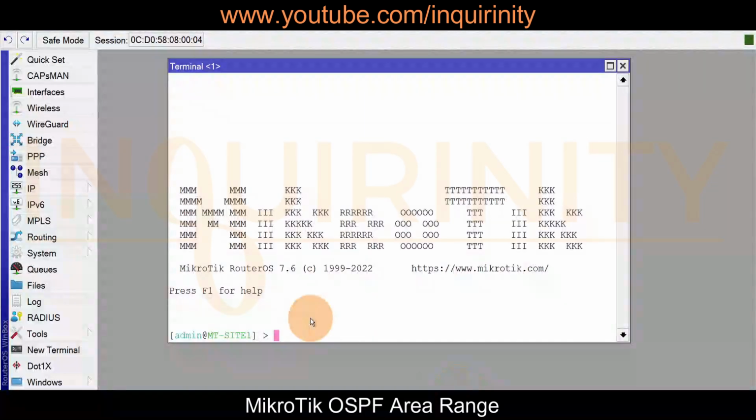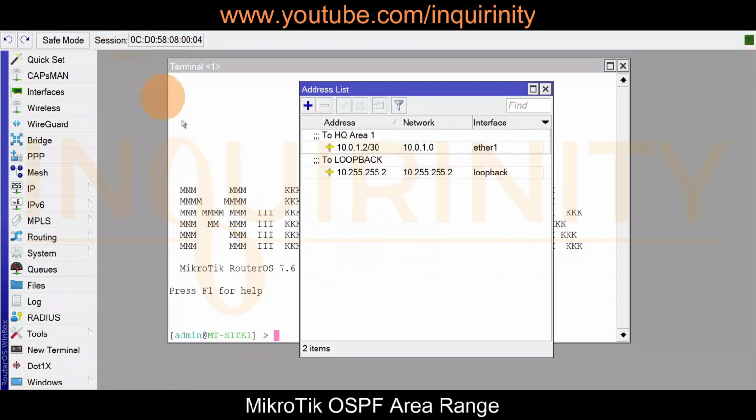As for the MikroTik on site number 1, it is still using RouterOS 7.6. So we have its IP address, going to HQ on ether1, that will be 10.0.1.2/30. We have a loopback interface, 10.255.255.2/32. If you notice, we don't have the one going to the site 2 LAN. So we will deal with it a bit later.